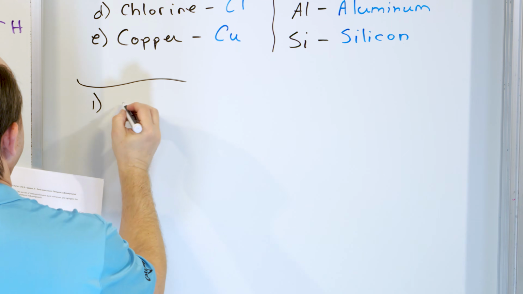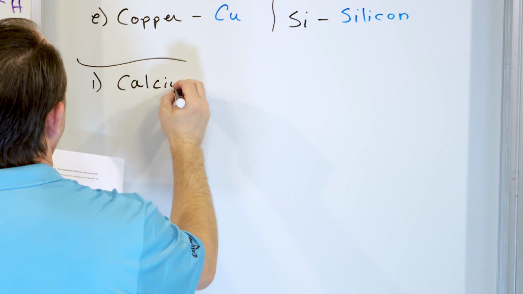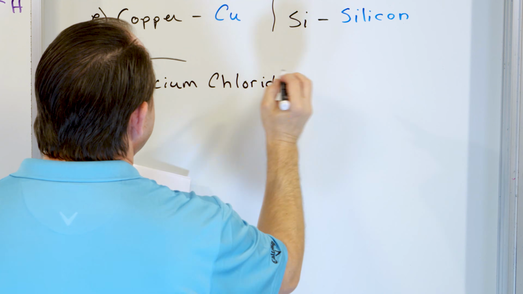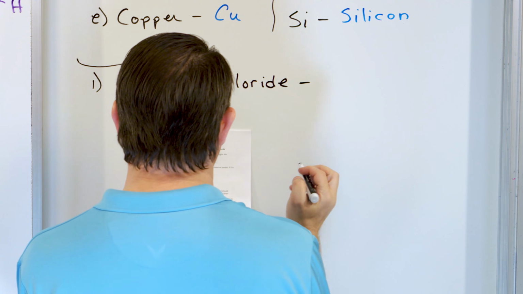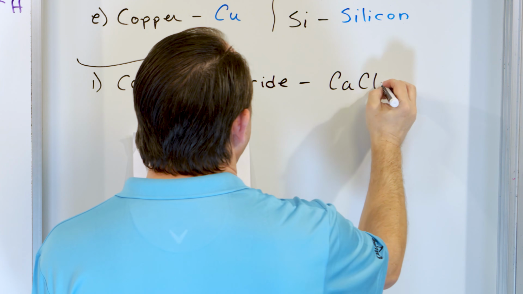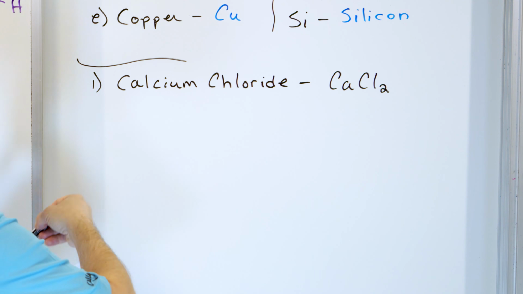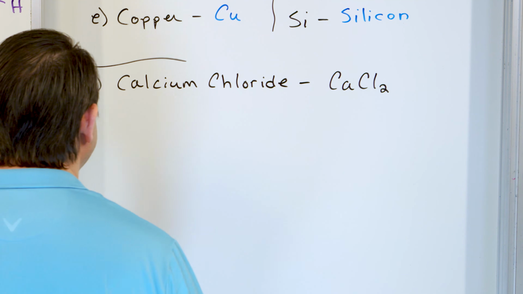Calcium chloride, which the chemical symbol for this is CaCl2. So 1 atom of calcium, 2 atoms of chlorine connected together, that's called calcium chloride. Is this thing an element or a compound?